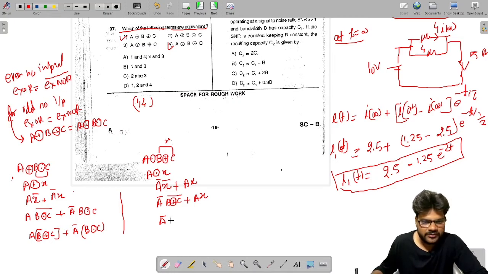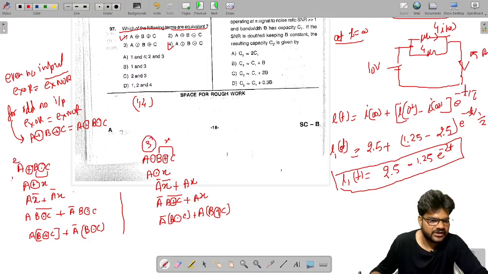So XOR complement will become XNOR. So A bar, and we can write B XOR C plus A, and X was B XOR C. Okay, so B XOR C. So this was which one? A XOR B XOR C. So this was third one, and this was second one.